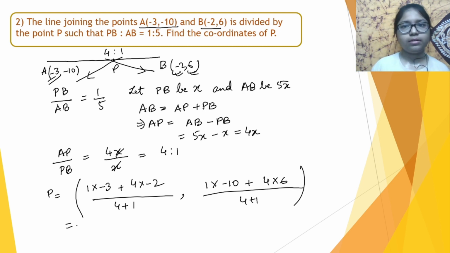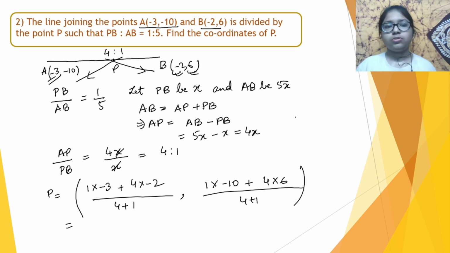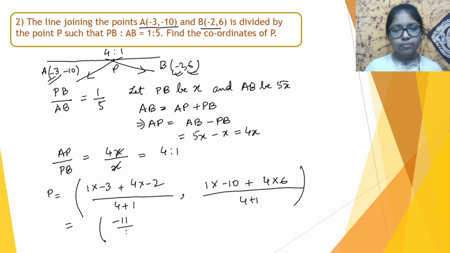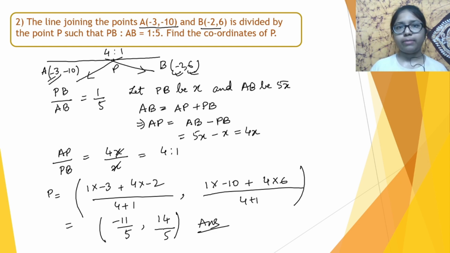It's easy. So 1 into -3 is -3 and 4 into -2 is -8. -8 minus 3 will give -11 by 4 plus 1, 5, comma, 1 into -10 is -10 and 6 into 4 is 24. 24 minus 10 gives 14 by 5. So the coordinates of P are (-11/5, 14/5).